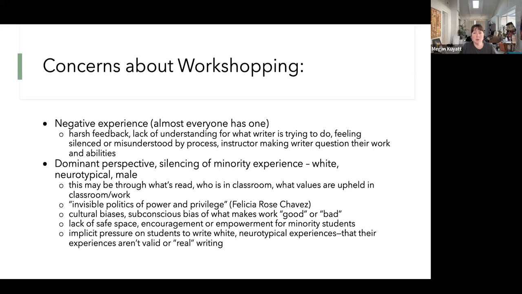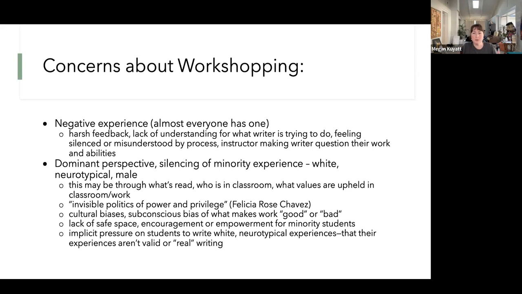So there's a negative experience, but there's particularly this concern about a dominant perspective, and this concern about silencing a minority experience that can happen in a workshop. Often, especially if we have predominantly white, neurotypical male perspectives from either instructors or what's being read in the classroom, or just the demographics of the classroom at large. If a student is the single minority in a workshop and they are writing with parts of their lived experience as a minority, but there's this dominant perspective of white students or teachers or ideology in a classroom, this may make them feel invalid or that they have to write from a perspective of whiteness. Felicia Rose Chavez talks about the invisible politics of power and privilege in a classroom.